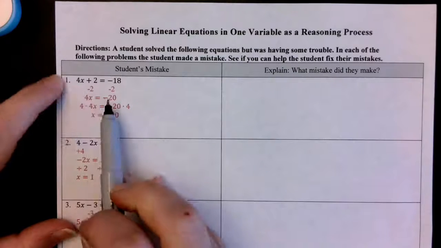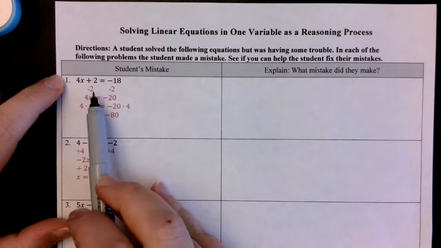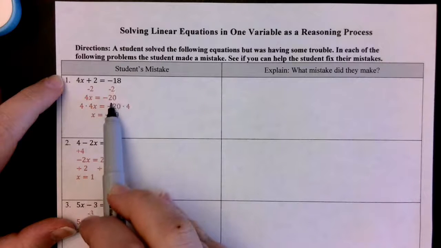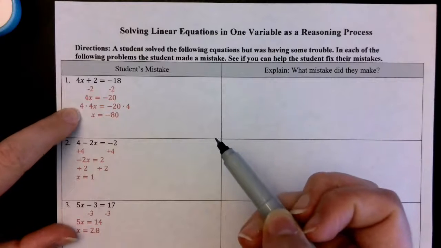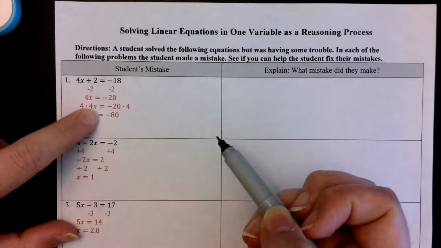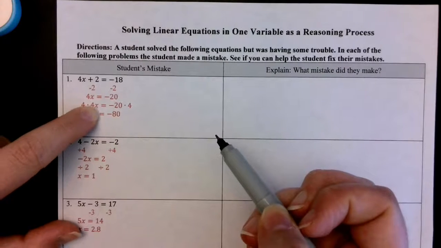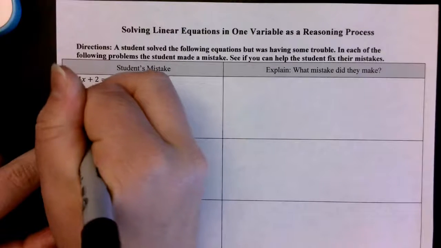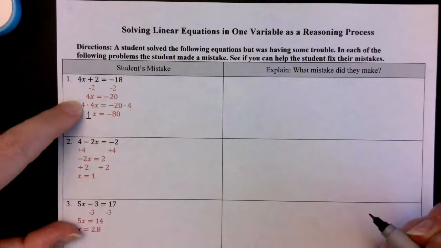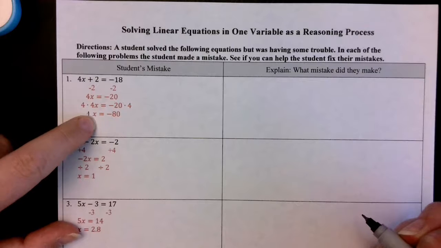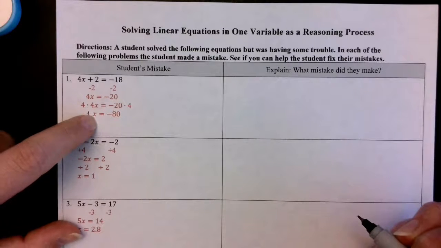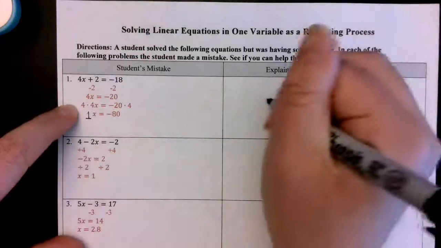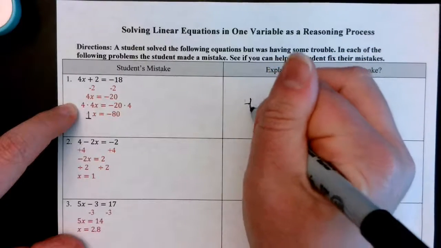All right, so the first step says subtract 20, or I'm so sorry, subtract 2. Negative 18 minus 2 is negative 20. First step is great. We notice the steps occurring here, the mistake. 4 times 4 isn't 1x. 4 times 4 would get me 16x. So that's not canceling or simplifying that 4x to move the 4 over. So our mistake falls here.